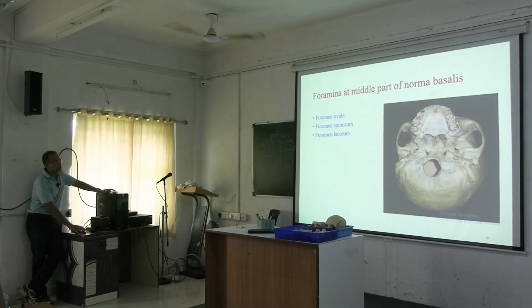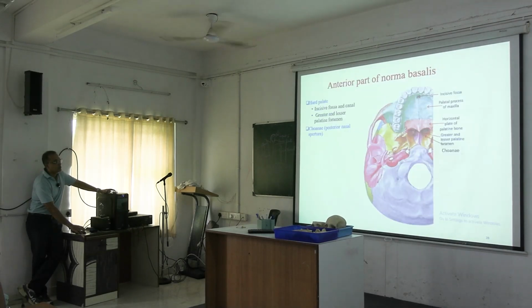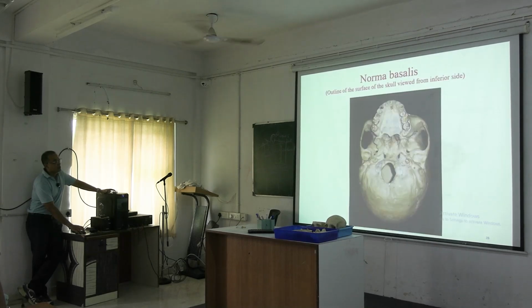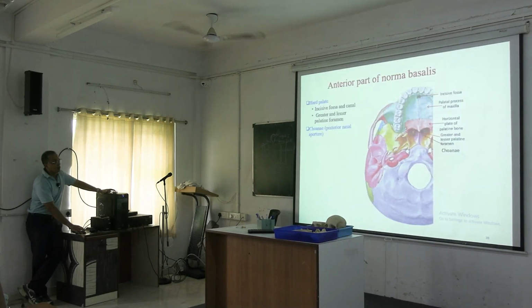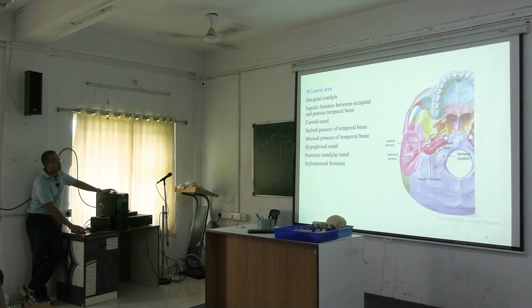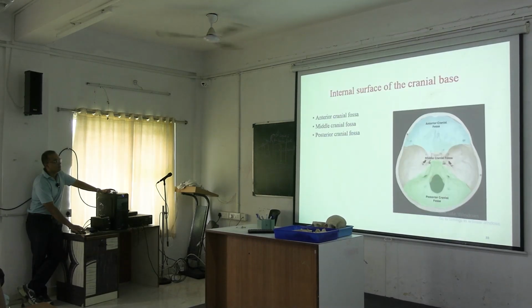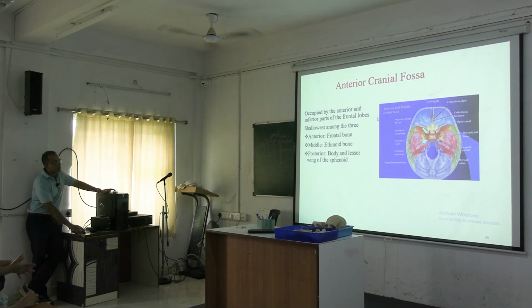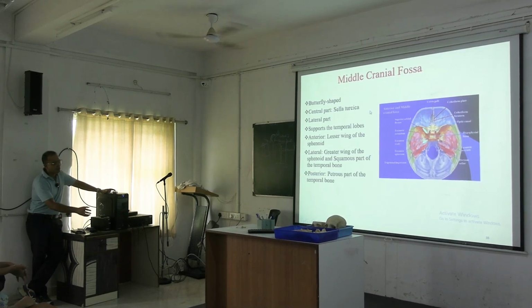Now, this Norma basalis divides the interior of the skull into three parts. We call these parts the cranial base or cranial fossae. We have three cranial fossae: the anterior cranial fossa, anterior to the lesser wing, then the middle cranial fossa in between, and the posterior cranial fossa by the greater wing. Different colors have been used, and each of these fossae has its own foramens, and they have a boundary as well.